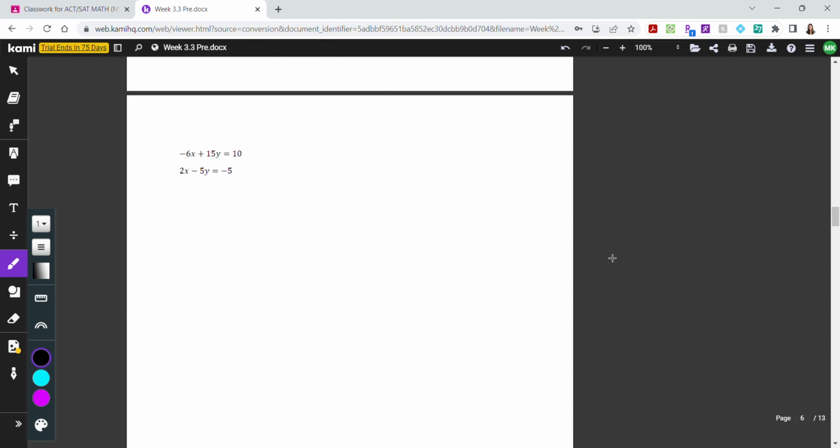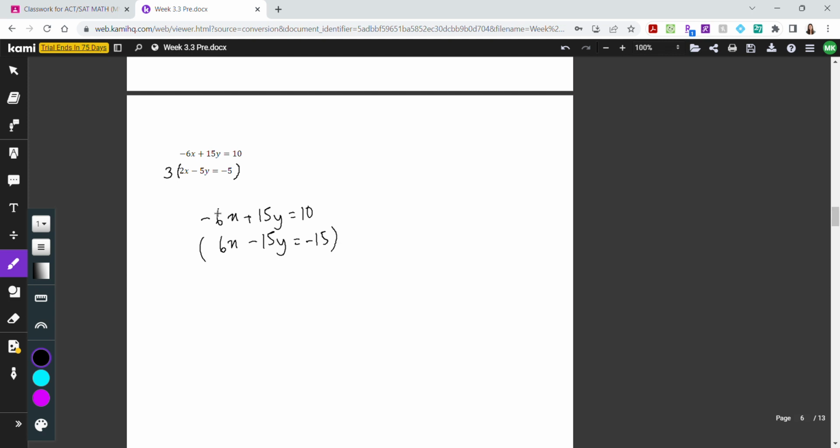Now let's take a look at this kind of question, right? First thing I want to do is determine which variable I want to get rid of. I want to get rid of x. So I am going to manipulate the bottom equation by multiplying everything by 3. I'm going to rewrite the top equation as it is because we didn't do anything to it. Now the bottom equation, we get 6x minus 15y equals negative 15.